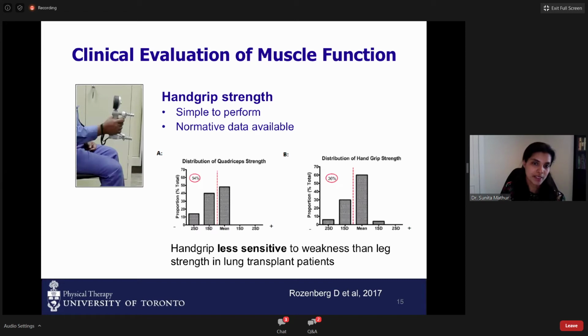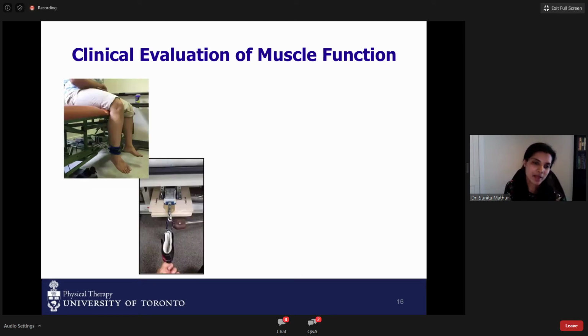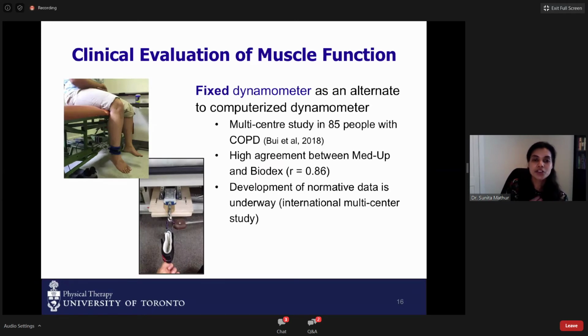But how are we going to do that clinically? Because we can't really put a Biodex in the lab in a clinical setting. So we've been coming up with other methods that could be done much simpler in a clinical setting. So this is called a fixed dynamometer. This is an alternative to that larger computerized dynamometer. It's just a small device that can be put under a hospital plinth, and a person can sit on the plinth and have their quadriceps strength measured.